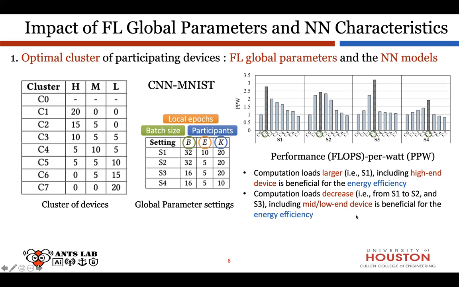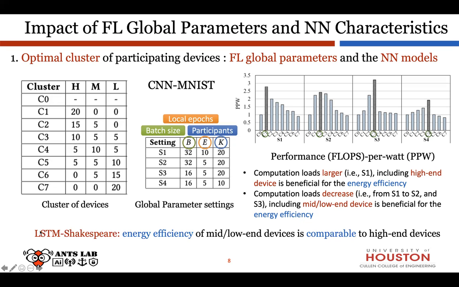Also, the authors ran experiments on the LSTM model and the Shakespeare dataset, and they found that the energy efficiency of mid or low-end devices for such a model is comparable to high-end devices. The reason is that this LSTM model doesn't have convolutional layers, so we don't need a powerful CPU or GPU. Therefore, the performance of mid or low-end devices is comparable to high-end devices. So this is their first observation.